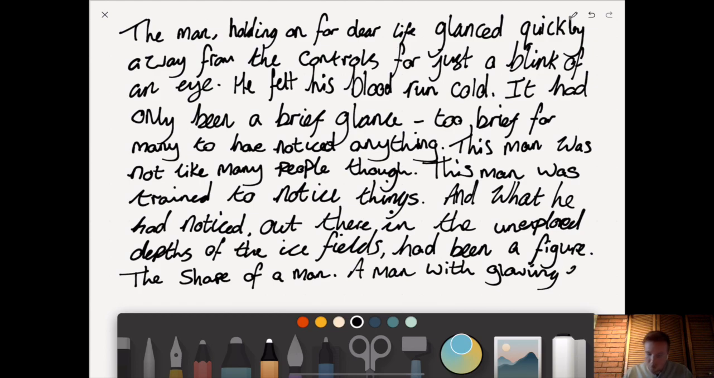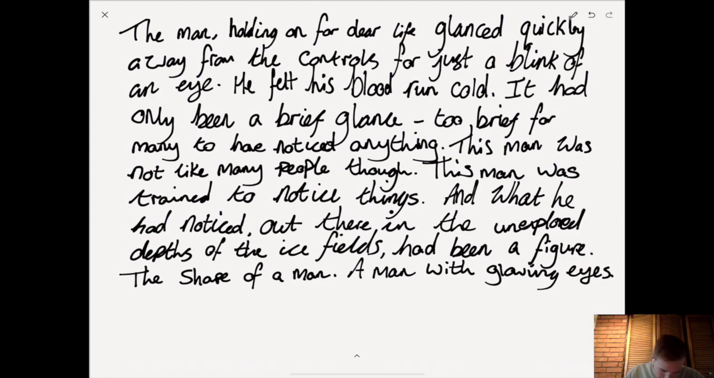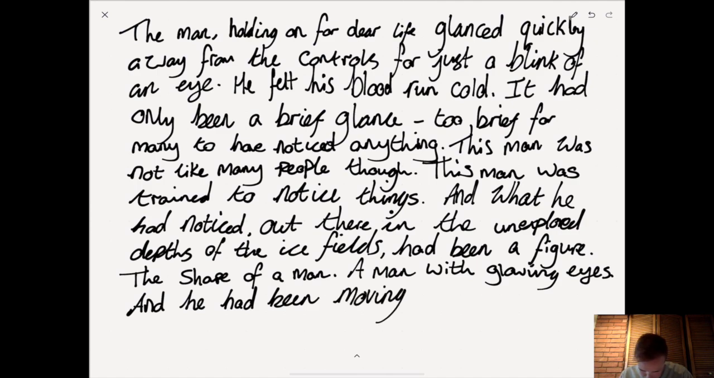And then I'm going to break a couple of rules here because I'm going to start with the word "and". Okay, I'll tell you why in just a second. And he had been moving closer. There you go. The full stop and then the "and" is because I don't want the continuation of that sentence. I want it to stop and I want some almost processing time.